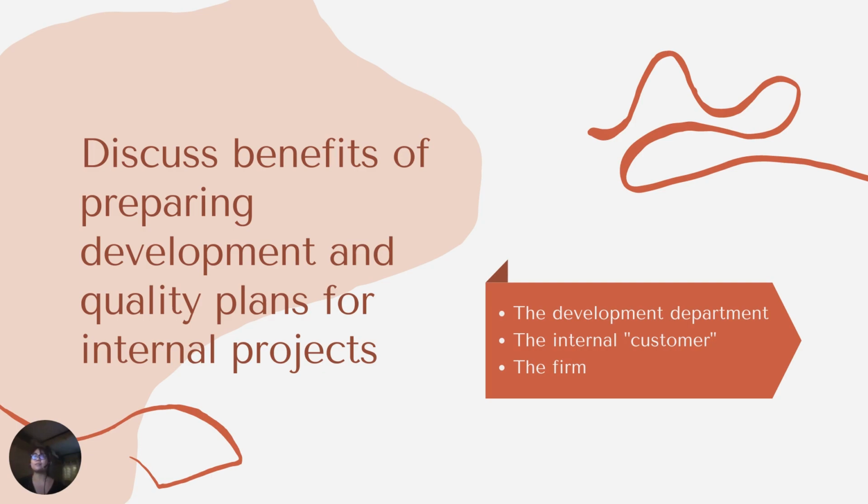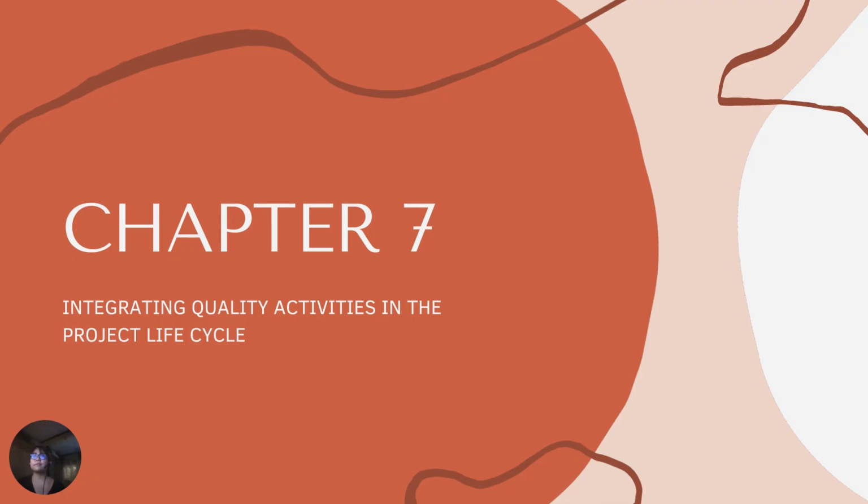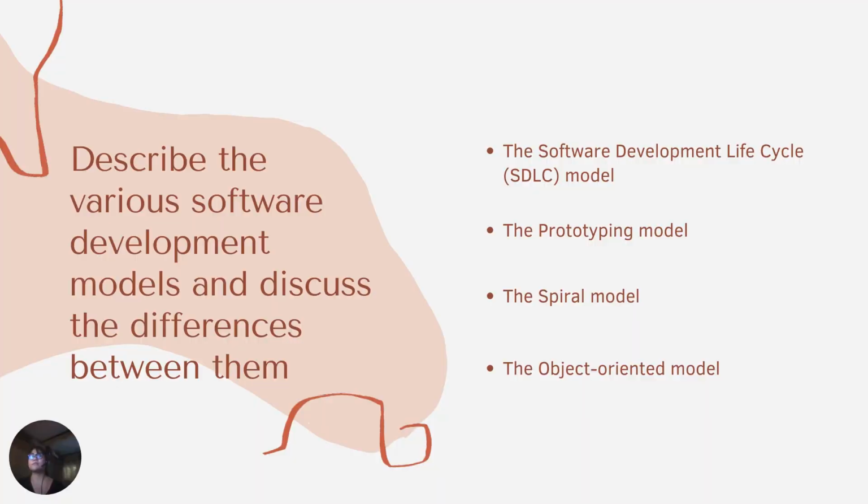We are now done with chapter 6. Let's move on now to chapter 7. Chapter 7 tackles integrating quality activities in the project life cycle. For the first question of chapter 7: describe various software development models and discuss the difference between them.